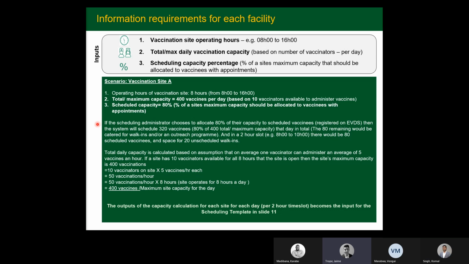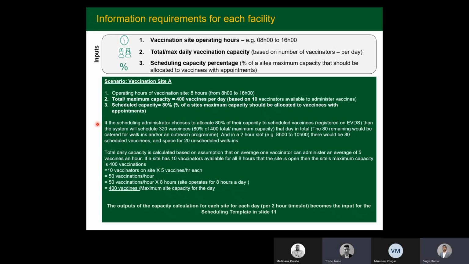And the second question relates to all these various inputs. So the operating hours, the vaccination capacity, and the scheduling capacity percentage. Do we have to manually calculate these inputs and put them into the system, or does the system calculate it for us?